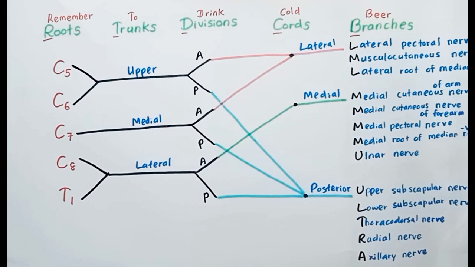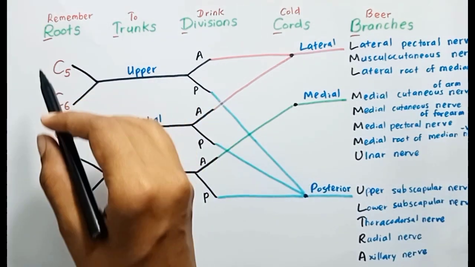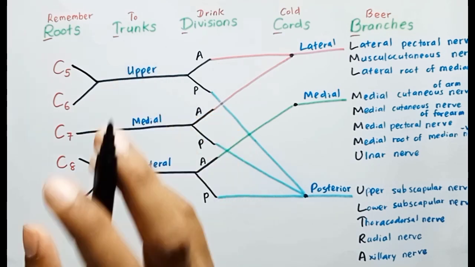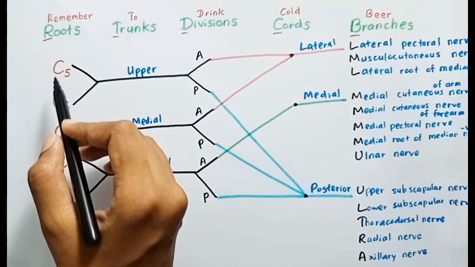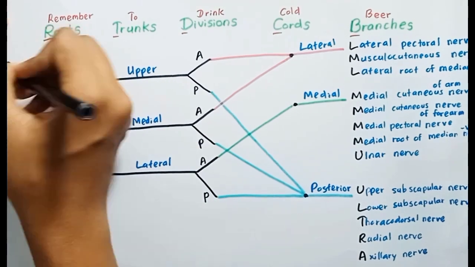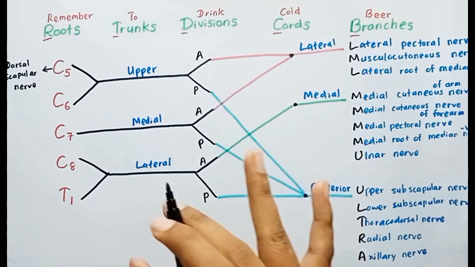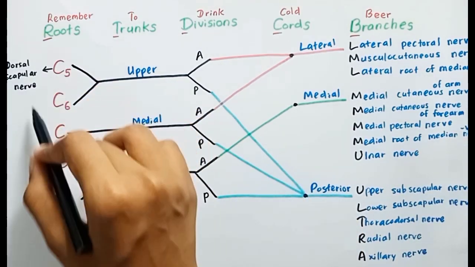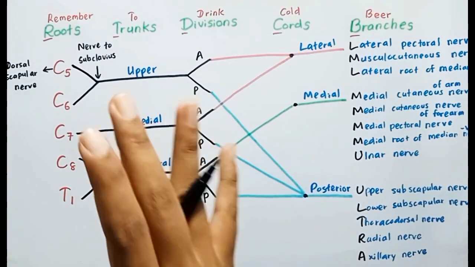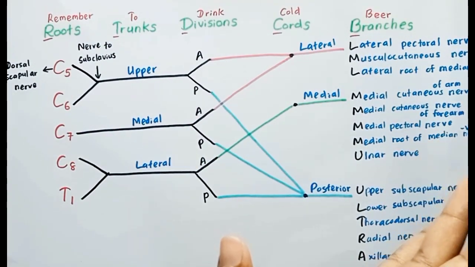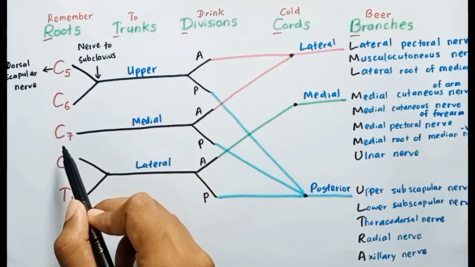Apart from these branches, there are some other nerves that arise directly from roots and trunks. The first one is the dorsal scapular nerve. It arises from this C5 root. The second one is the nerve to subclavius. It arises from the C5 and C6 roots. Third one is the long thoracic nerve. It is very important. It arises from the C5, C6 and C7 roots.